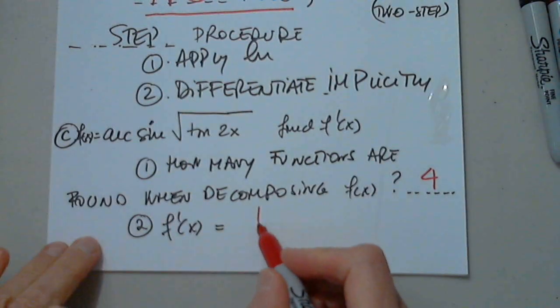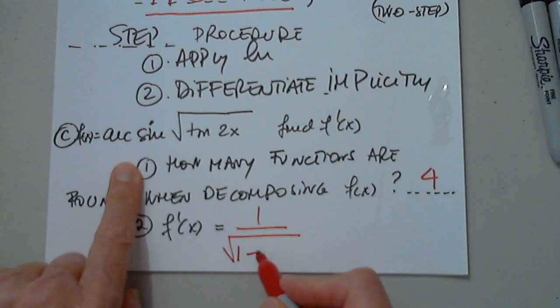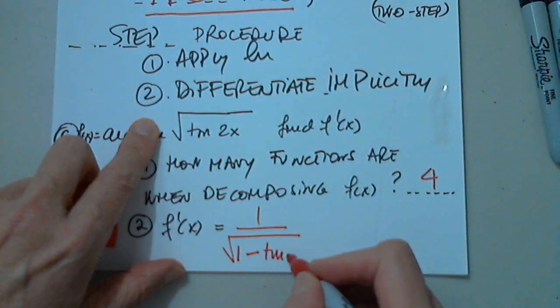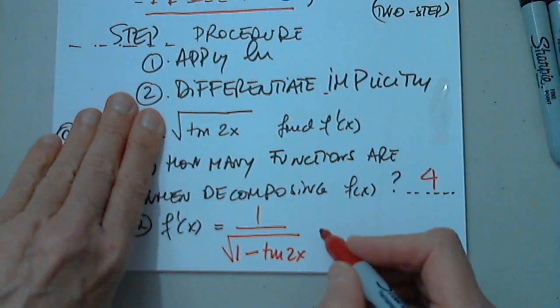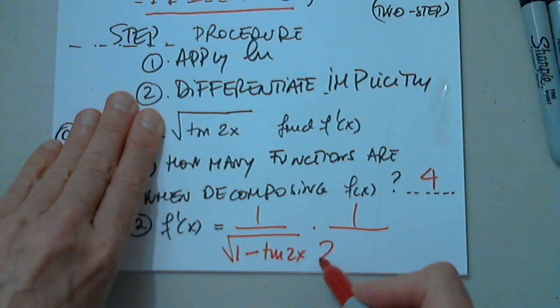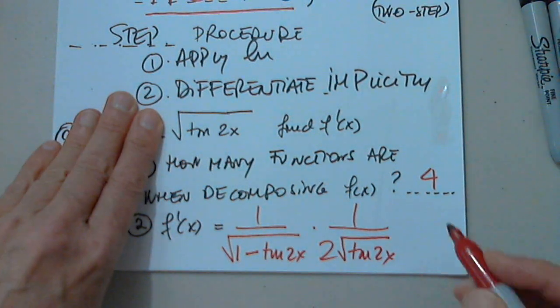1 over the square root of, it'll just be 1 minus tan 2x. Yes, because we have to square that. Excellent. Good. So we're done with this. Times 1 over 2, the square root of tangent 2x.